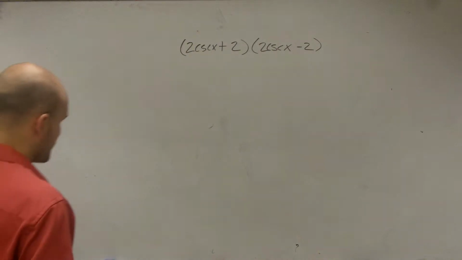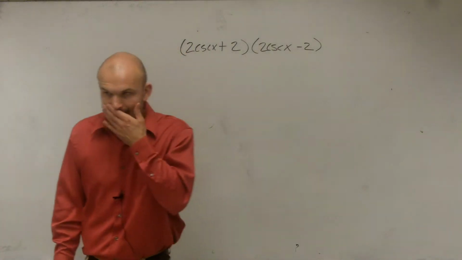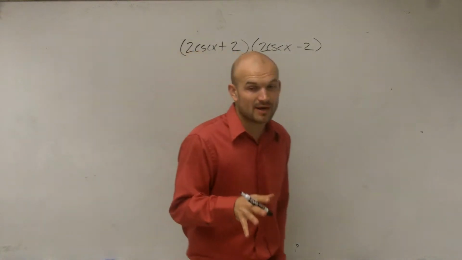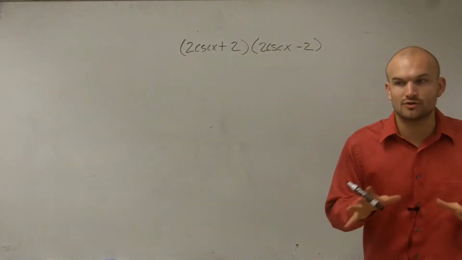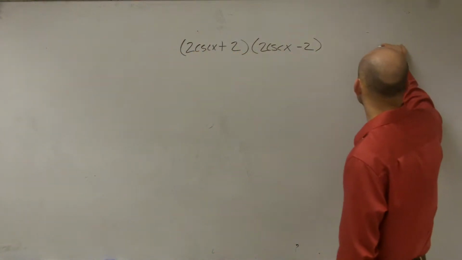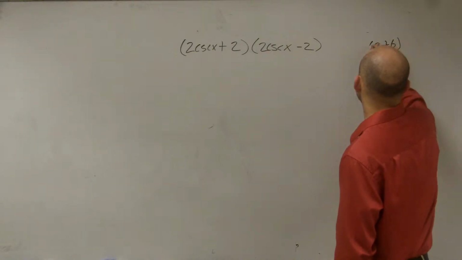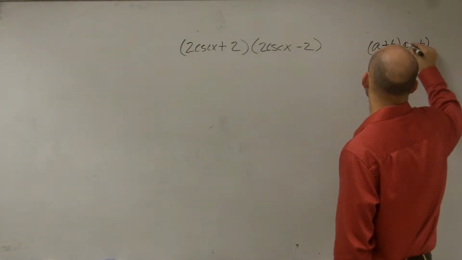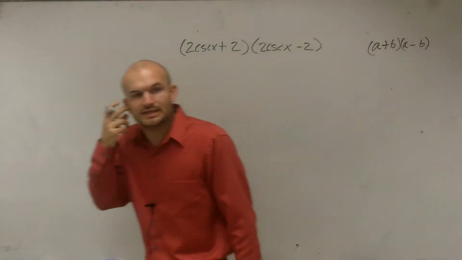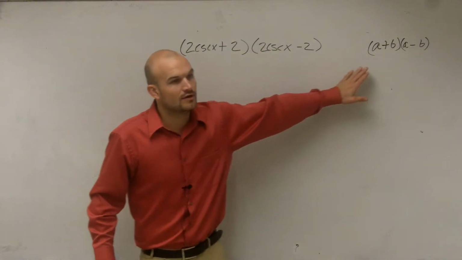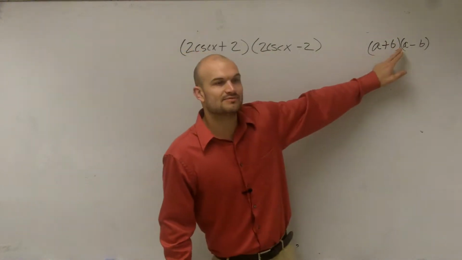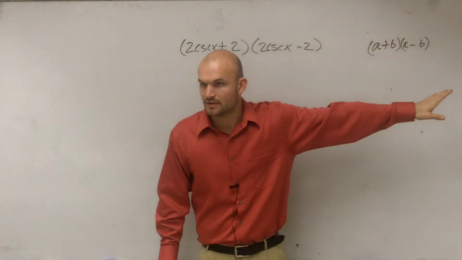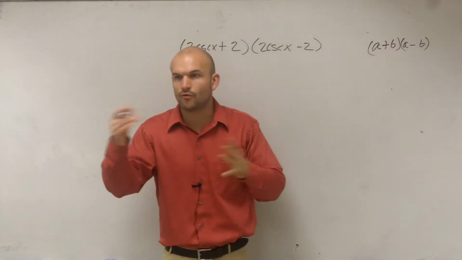And when completing this problem, ladies and gentlemen, I need you to think about this and always look for this form. When you have something in the form of (a plus b) times (a minus b), when you have to multiply things, you need to be on the lookout for this form. When you have the exact same terms, positive and negative, we don't want to have to go through all the FOIL process, right?